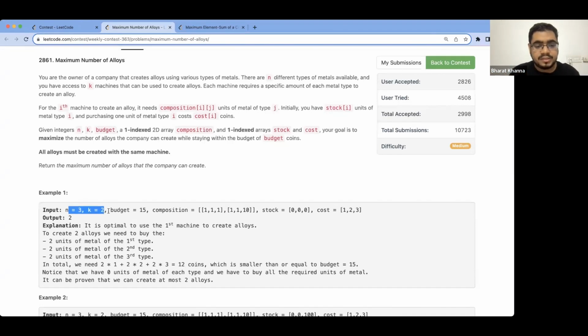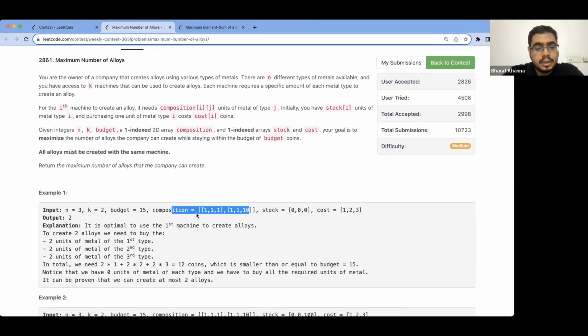Do these three things make sense? What is N, K, and composition? So we have K different machines. Each machine makes one kind of alloy. Now that one kind of alloy has its own composition, that is how many units of each of the metals would be there in this alloy. So for example, the first machine takes 1 1 1 of each of the metals. The second machine takes 1 1 of the first two and 10 of the third. Do these three inputs make sense? Yes or no? What is N, what is K, and what is composition? Can I get a yes from everyone, or repeat or no if this doesn't make sense?